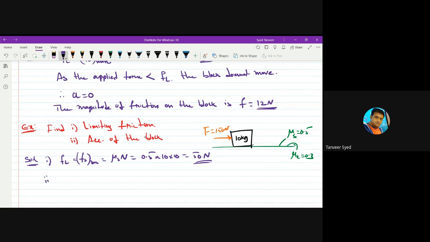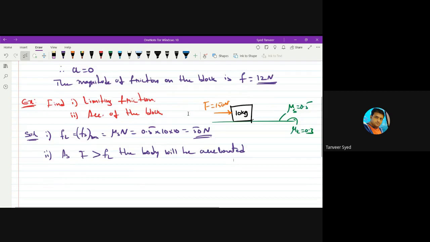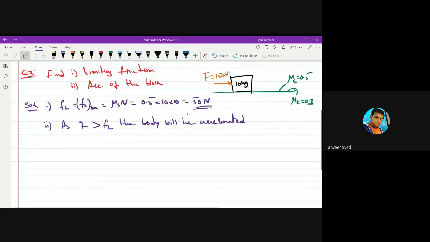Okay. How much is applied force? 150. Applied force is greater than limiting friction, so the body will be accelerated. How much is the acceleration? Acceleration is net force by mass. How much is net force?